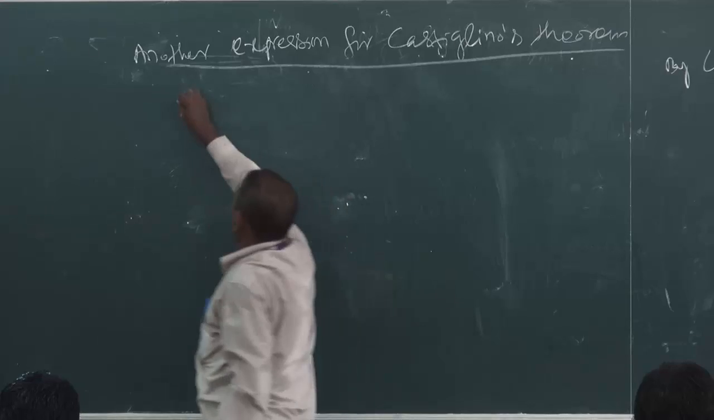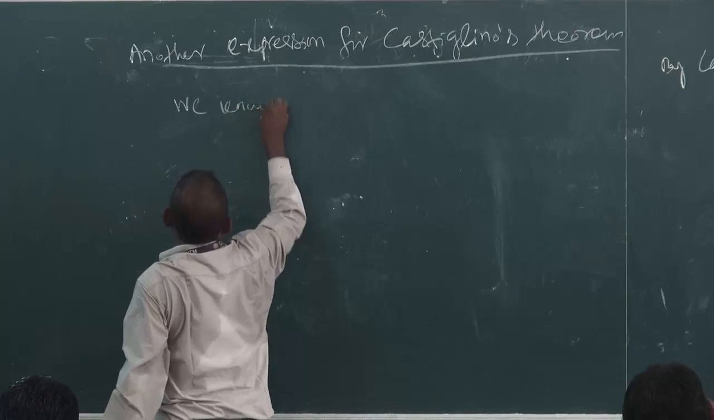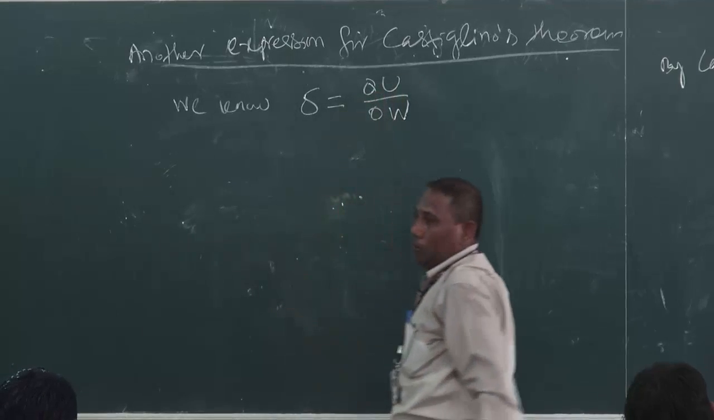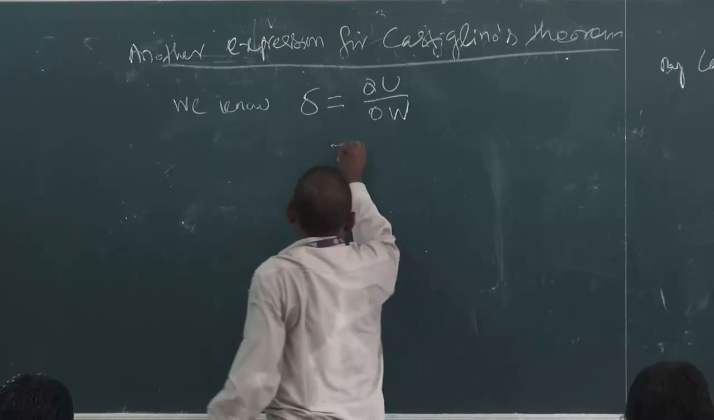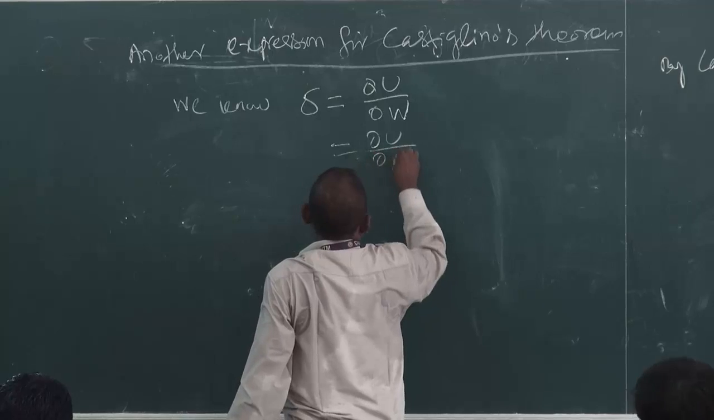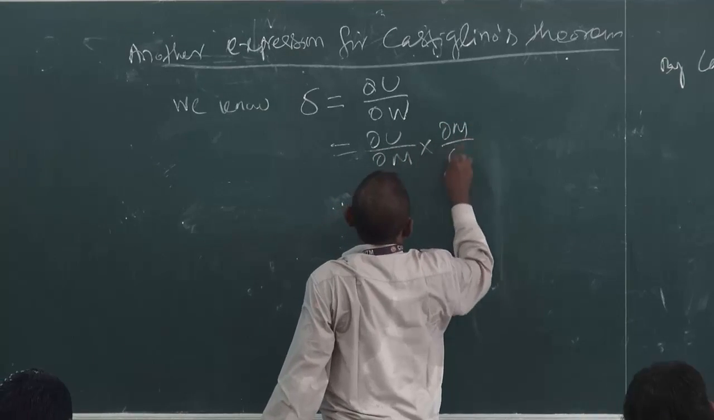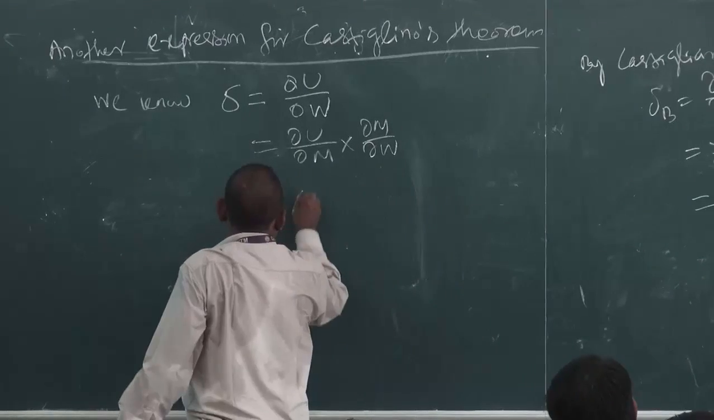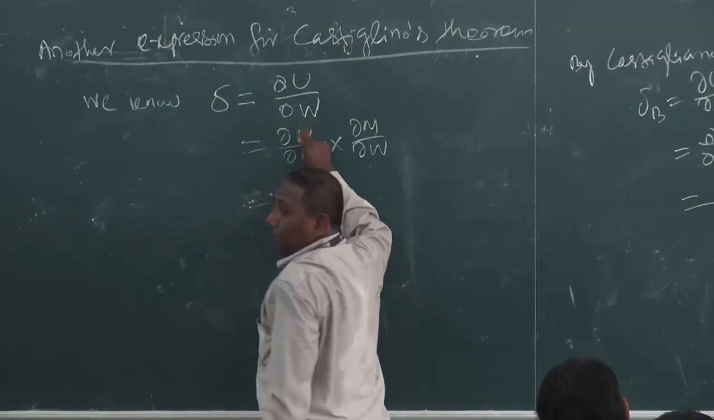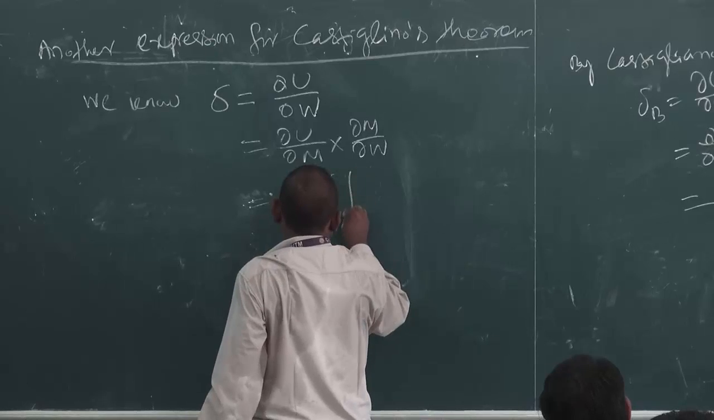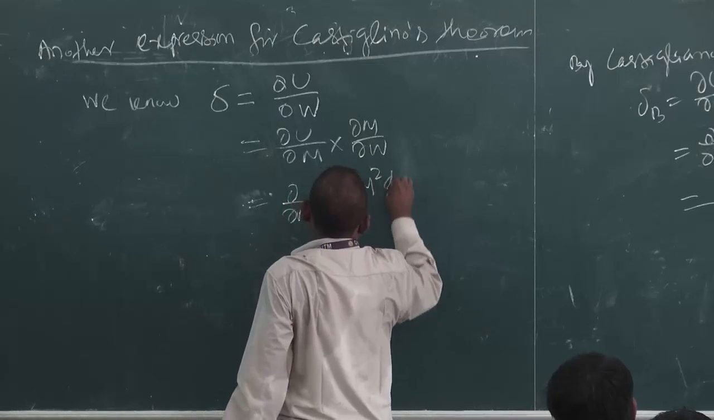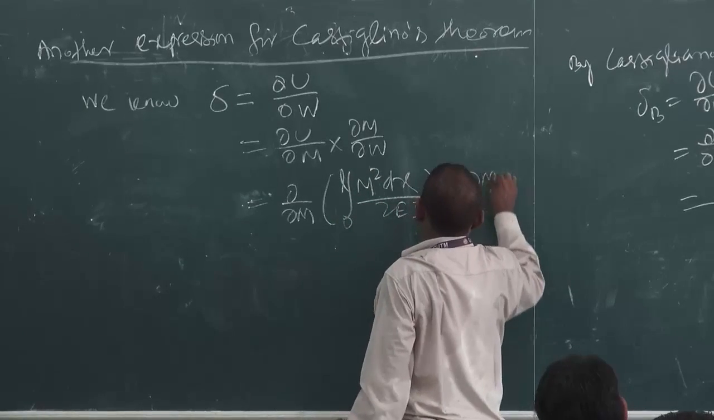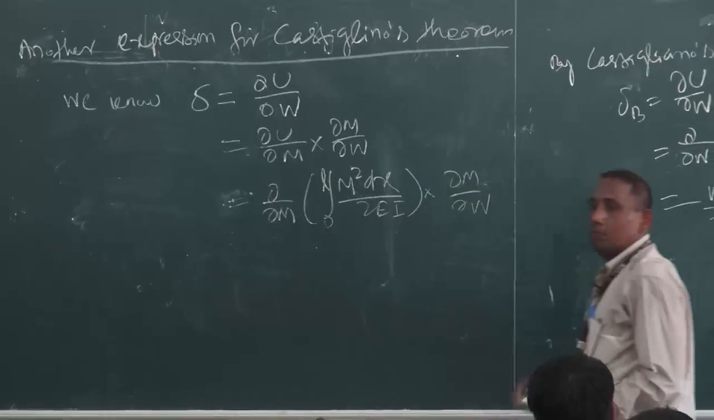And we know delta is equal to ∂U by ∂W. This is written as ∂U by ∂M into ∂M by ∂W, just rearranging. And this is equal to ∂/∂M of U, where U is nothing but the integration from 0 to L of M² dx by 2EI, into ∂M by ∂W.